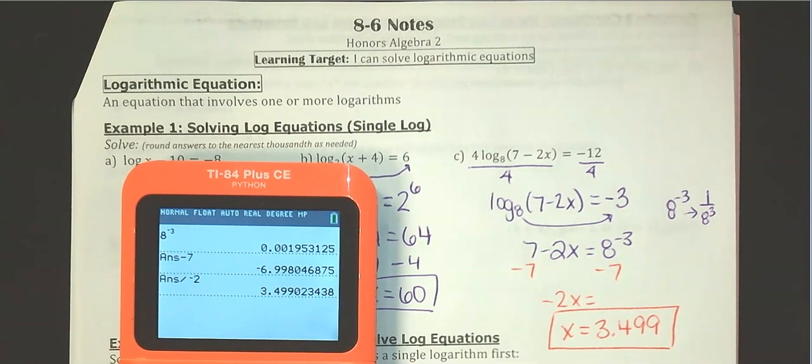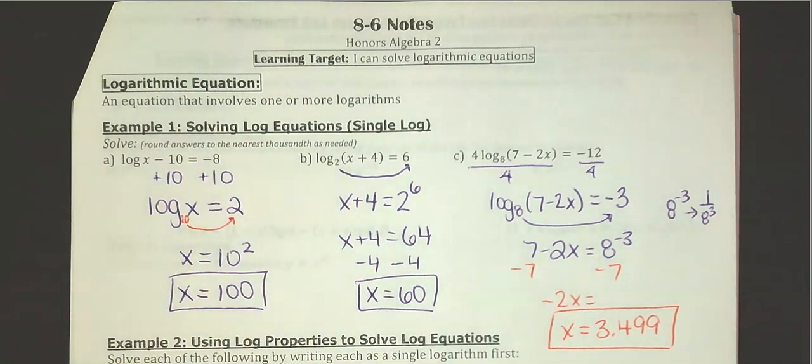If I plug that back in, let me see, is that going to cause me to take the log of a negative? So if I do 7 minus 2 times that 3.499, it's not a negative number. It would be a really tiny decimal, but it's not a negative number, so that should work in the original problem. Does anybody have a question?